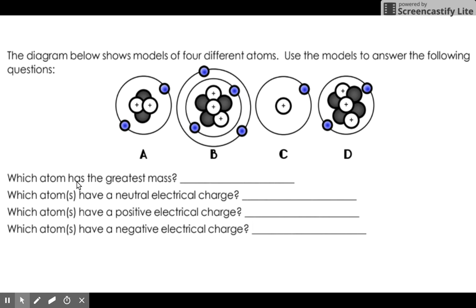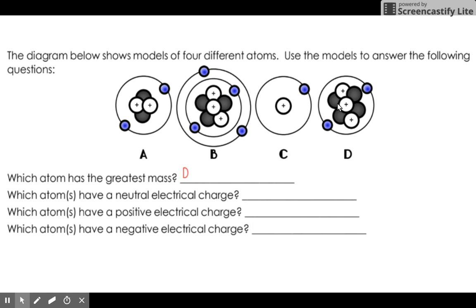Well, where is the mass? The mass is located in the middle. So I need to count a total of protons combined with neutrons to get the mass. And I want to know which has the greatest mass. So I'm looking for the larger number. So if I count A, it has 4 total. If I count B, it has 6 total. If I count C, I only have 1, no neutrons available. And if I count D, I have 1, 2, 3, 4, 5, 6, 7. So if I'm asking about the greatest mass, my answer choice would be D.